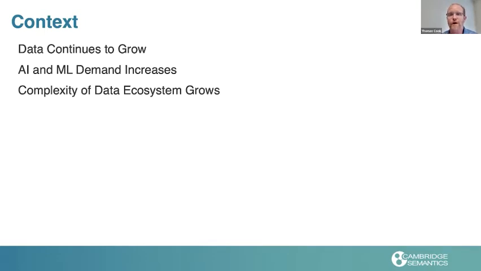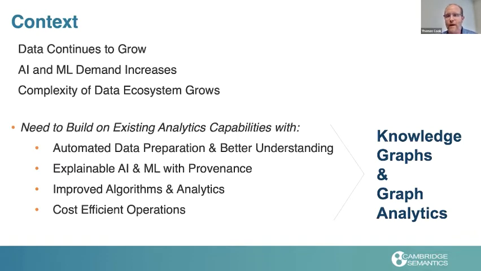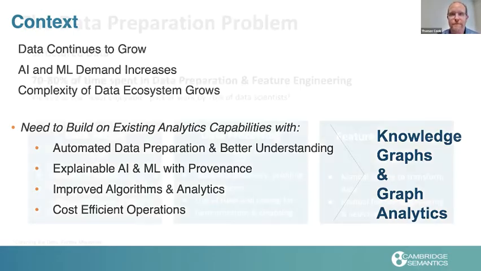This makes for a very costly and cumbersome process for data consumers and new application developers to organize and analyze the data. What's needed is a way to automate data preparation and facilitate better understanding of what data is available and how to access it. The ability to provide explainable AI and provenance of the data is also critical. Today, I'll show you how knowledge graphs and graph analytics will help you achieve those goals.